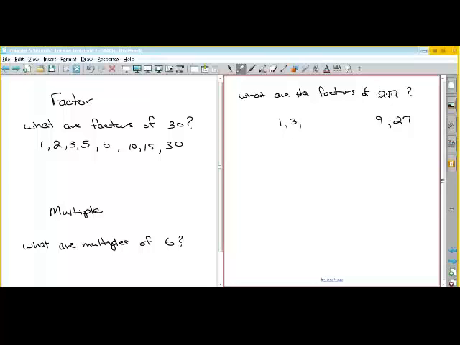What does that mean? It means I can divide 27 by 27 and get a number, which is 1. I can divide 27 by 9 and get 3, which is a number. I can divide 27 by 3 and I get 9, which is a number. And I can divide 27 by 1, which is 27, and that's a number. So this is divisible by each one of these numbers. That's what factors are. It's a list of the numbers that an original number is divisible by without a remainder.